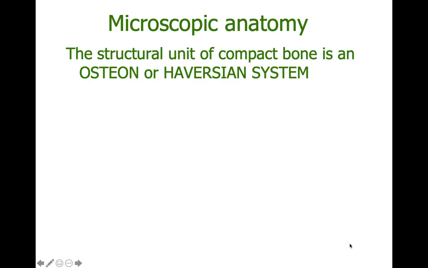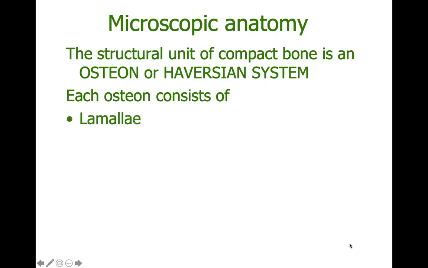The osteon is going to be one tree trunk, one target, if you will. If you think of a dartboard, that's going to be one osteon or one Haversian system. Each osteon is made up of several pieces. First, we'll talk about the lamellae. We have an E, so we're talking about multiple lamella. Lamellae is the plural for the word.